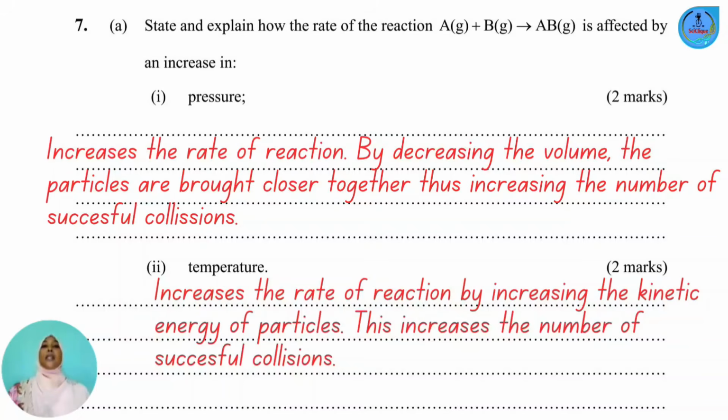Sometimes the particles of reactants collide with one another and then just bounce back without forming a product. These are called unsuccessful collisions. But if they collide with one another, leading to the formation of a product, those are what we call successful collisions. And those are the ones that we want.